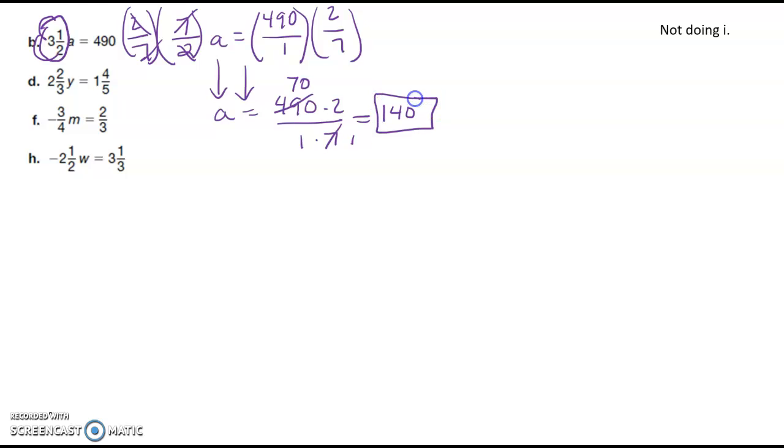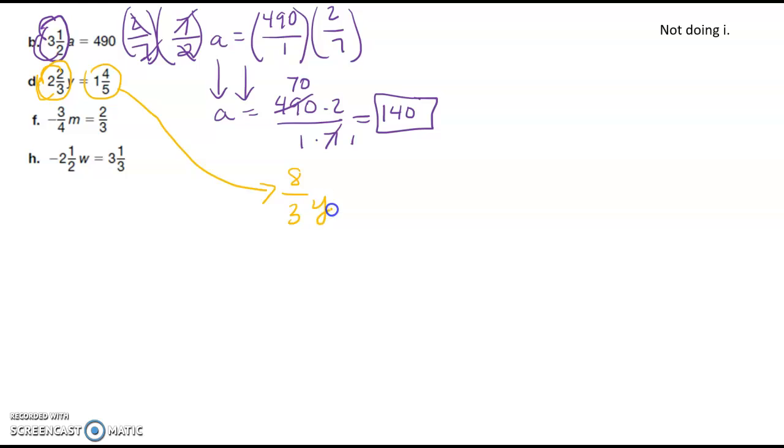Okay, let's change the color. And let's go here. So I have this and this. I'm going to have to popcorn both of those. So I have 3 times 2 is 6, plus 2 is 8.